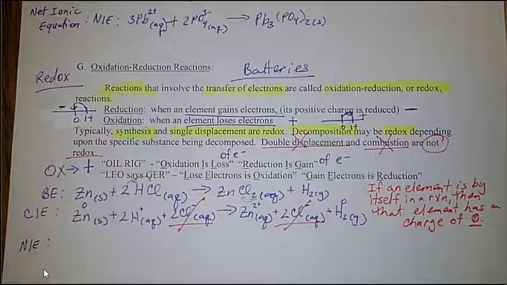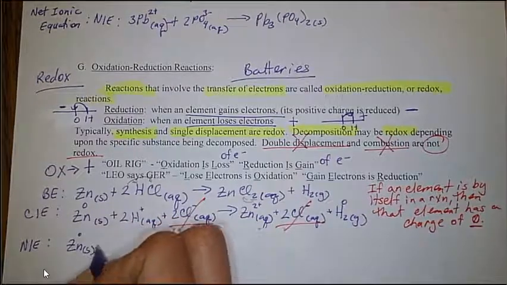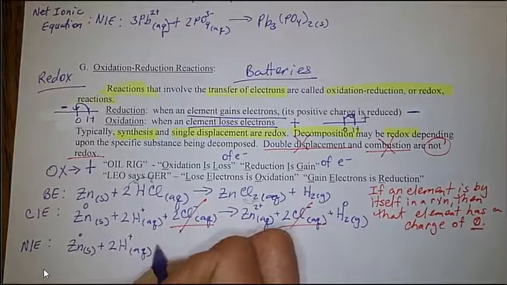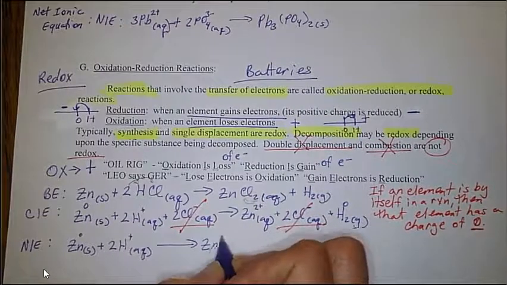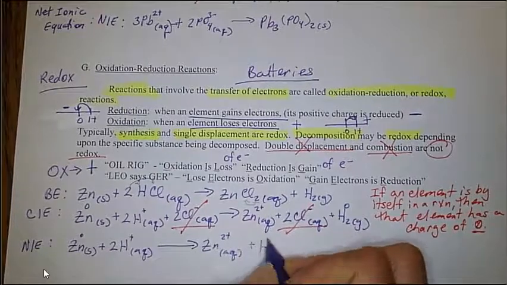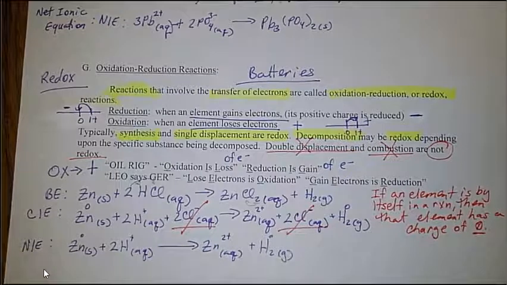So the net ionic equation is simply writing out what remains. In this case, what remains is zinc with a 0 charge plus 2 hydrogens, that is aqueous, to produce zinc with a 2 plus charge, that is aqueous, plus hydrogen, that has 0 charge, that is aqueous. So when that happens, in this case, let's look at this a little bit further.